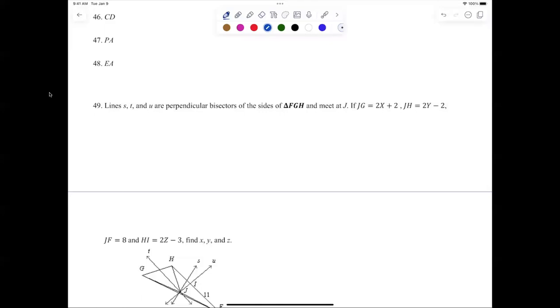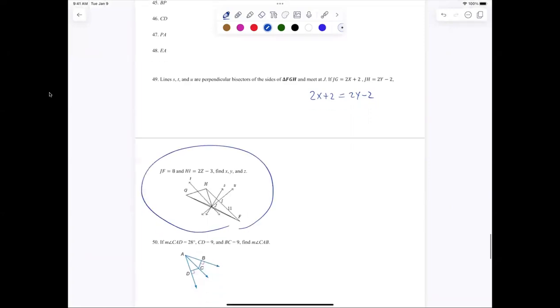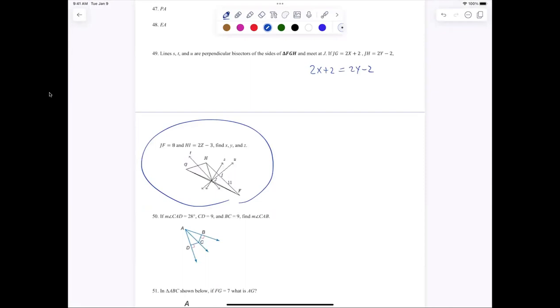Okay, so JG is how much? 2x plus 2. And GH is what? And they're equal. I don't even know what that, oh. It's for this equation down here. Yeah, I was very confused. All right.